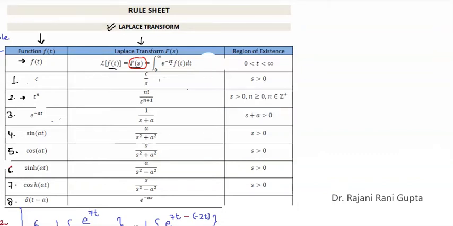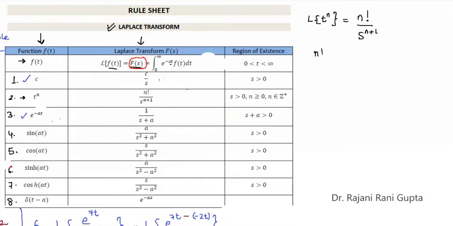Now let's see how to make use of other rules. So we finished with rule number 1 and rule number 3. So let's go back to rule number 2. What the rule says: Laplace transform of t power n is n factorial over s to the power n plus 1, from the second column.